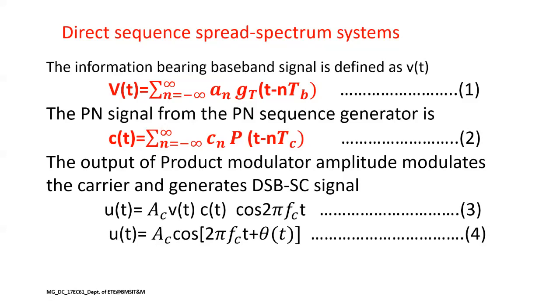If I am using the carrier, that is denoted as A_c cos 2 pi f_c t. With that, I am writing here u(t), the spread spectrum signal, which is equal to A_c v(t) c(t) cos 2 pi f_c t. And as I said, if I use BPSK, I denote that phase by theta(t). Theta(t) will be equal to 0 for symbol 1, and theta(t) will be equal to 180 degrees for symbol 0, or even vice versa I can take it.